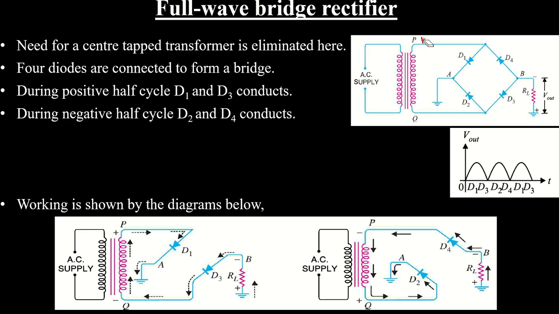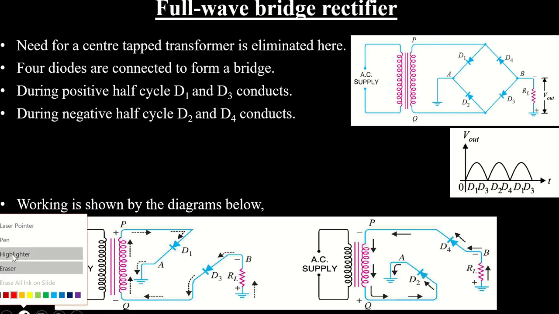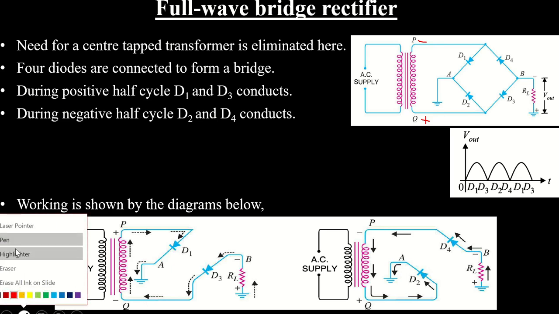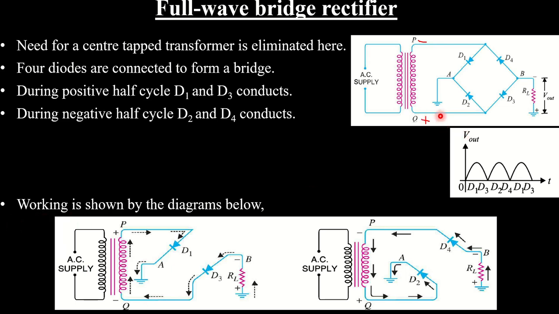During the negative half cycle, that means let's say P is negative and Q is positive, then current reaches this point. This diode D2 becomes forward biased, then D3 becomes reverse biased. Similarly, here it is negative, so diode D1 becomes reverse biased, then D4 becomes forward biased. So D2 and D4 become forward biased, and D1 and D3 become reverse biased. That means D2 and D4 conduct during the negative half cycle.